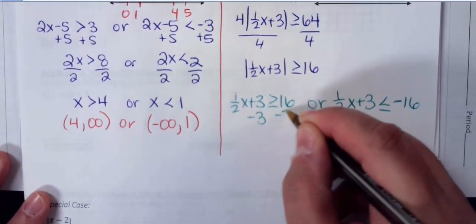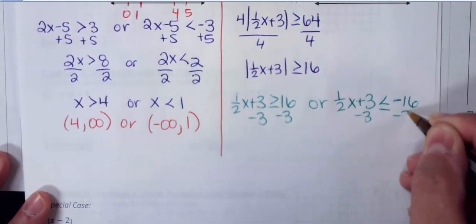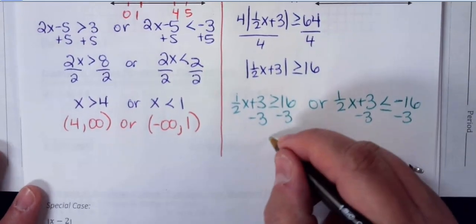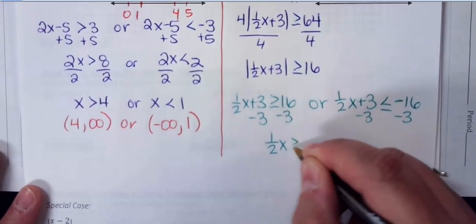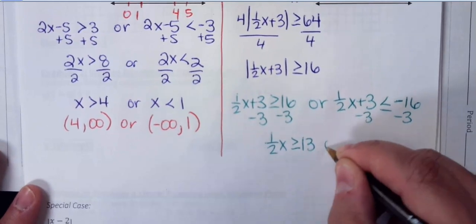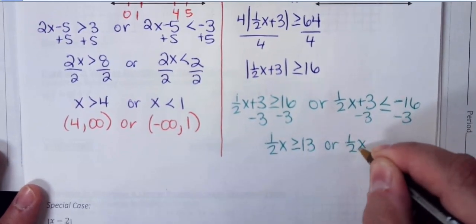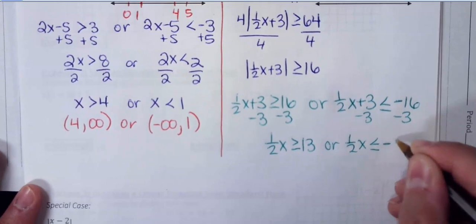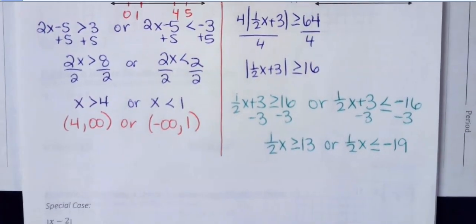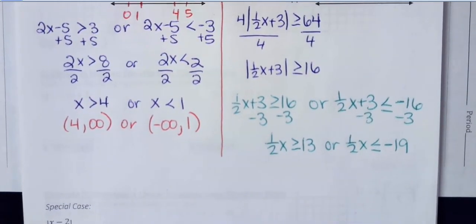So for both of the inequalities here, I would just subtract 3. We're just going to get different numbers. So I'm going to get 1/2 x is greater than or equal to 13, or 1/2 x is less than or equal to negative 19. How do you guys want to get rid of the 1/2? Perfect, yeah. I multiply both sides by 2.